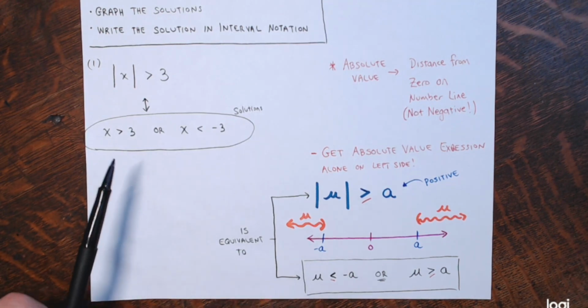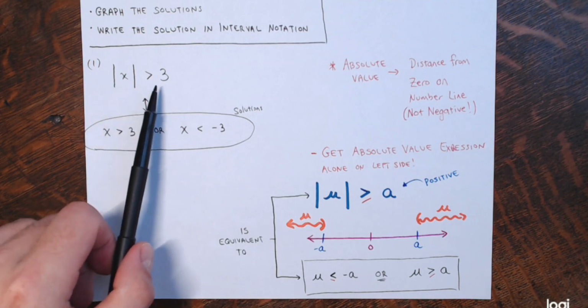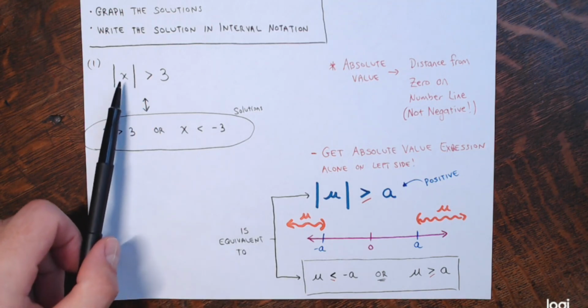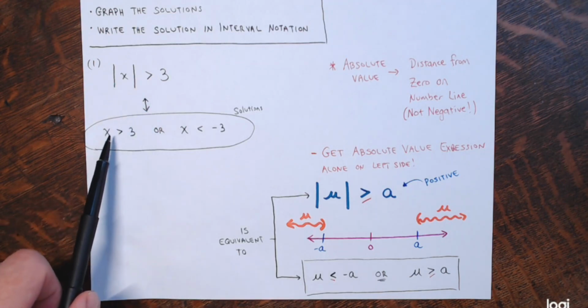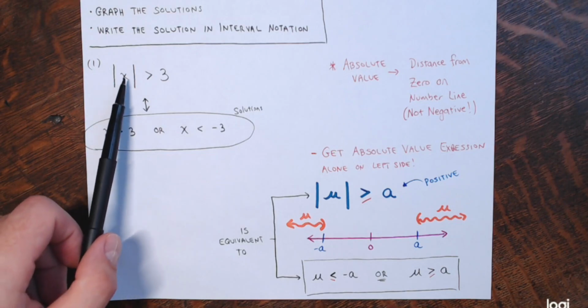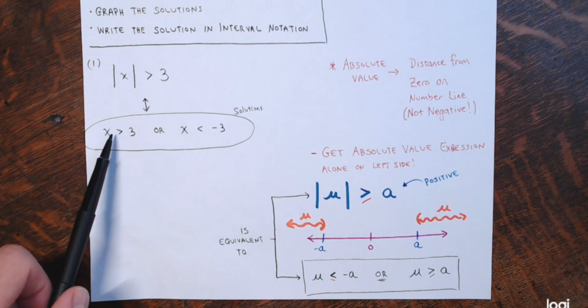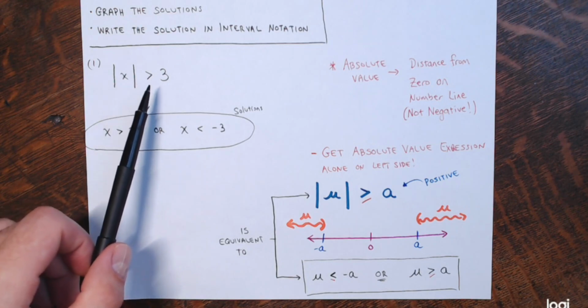I could replace x with any number greater than 3, and this would be true. Try it out, test it out. Plug in 4 for x. You'd have the absolute value of 4, which is 4. Is 4 greater than 3? Yes. How about 5? 5 would work. It would make 5 greater than 3. Plug in 6, 7, 8, a billion, 3.5. Anything greater than 3 would make the original statement true.